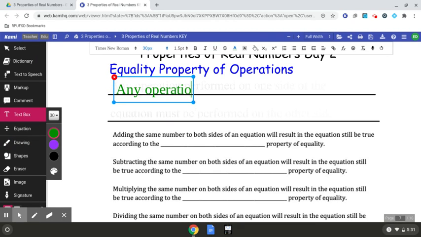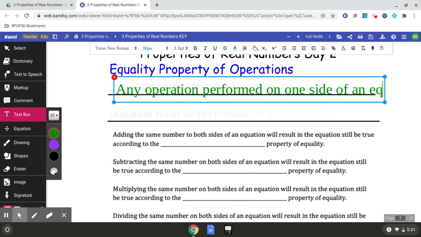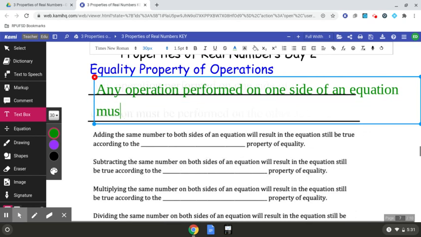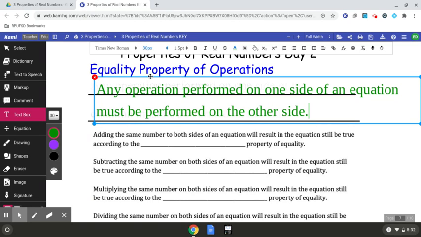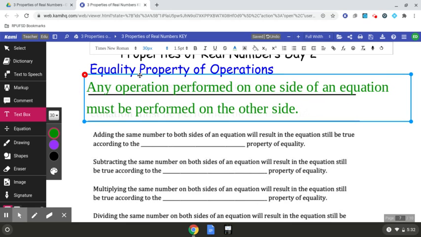any operation performed on one side of an equation must be performed on the other side. So what this helps us do is actually solve equations. It says that if I do something to one side of my equation, I must do it to the other side. It keeps my equation true. So these 4 bullets below talk about specific operations.